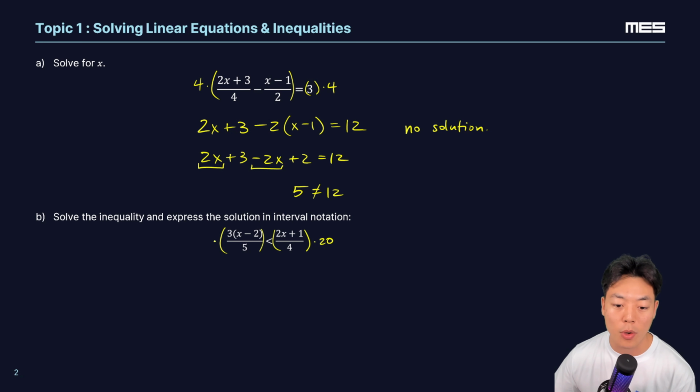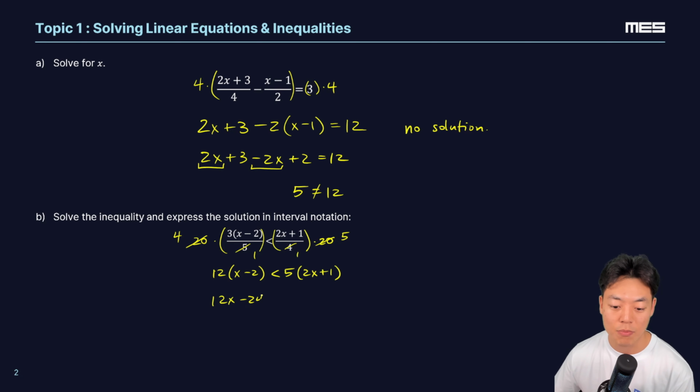So I'm going to multiply both sides by the common denominator, or some may even call it the least common multiple of the denominators. 20 and 5 cancel, leaving just a 4. 20 and 4 cancel, leaving a 5. Now, 4 times 3 is 12. So we have 12 times x minus 2 is going to be less than 5 times 2x plus 1. And now we distribute completely. We get 10x plus 5 on the right.